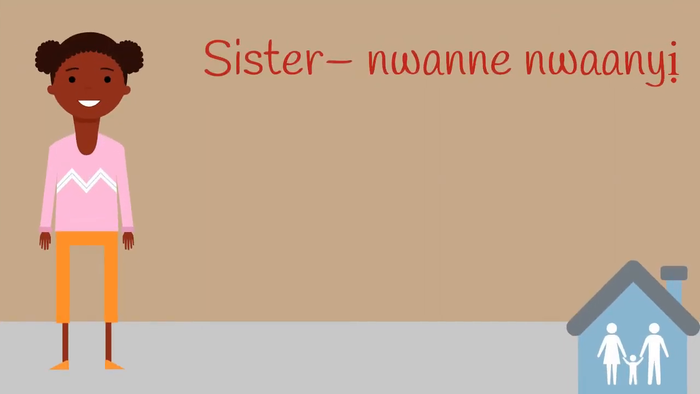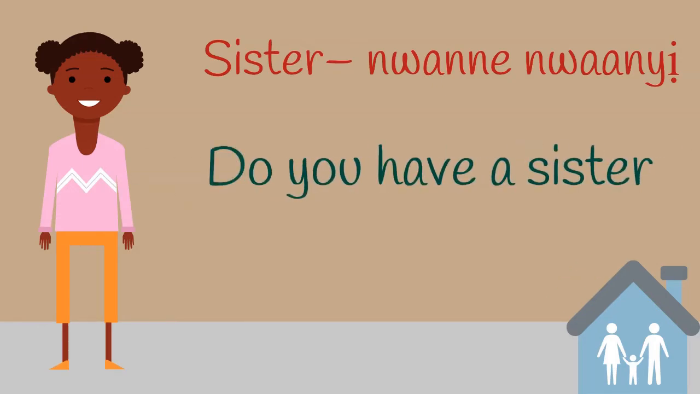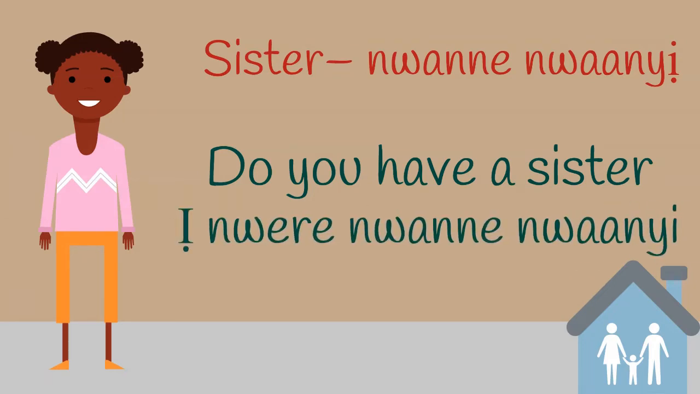Sister. Sister, your sister. Nwanne nwanyị. If you want to say my sister, nwannem nwanyị. So sister is nwanne nwanyị. My mother's child, that is a female. If you want to ask someone, do you have a sister? You can say, I nwere nwanne nwanyị.